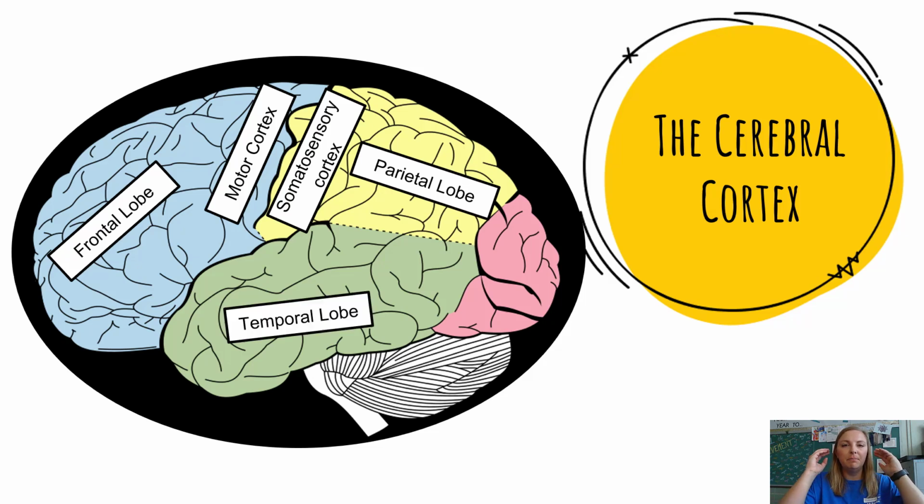The next part of our cerebral cortex we're going to talk about is the temporal lobe, and that is right here behind your temples. The temporal lobe has two specific areas that we need to talk about. The first is the auditory cortex. The temporal lobe is right behind your ears, and this is the part of the brain that processes any auditory information that comes in. So you can hear me speaking and understand what I am saying because of the auditory cortex.